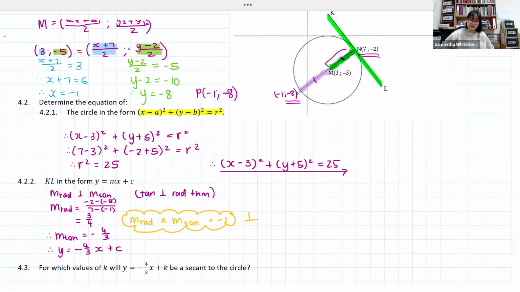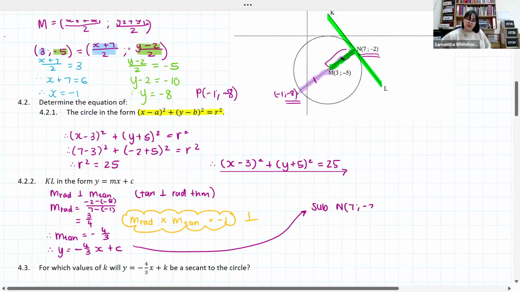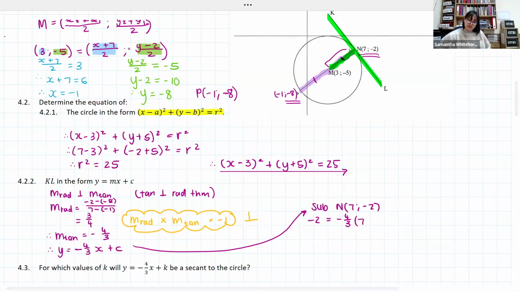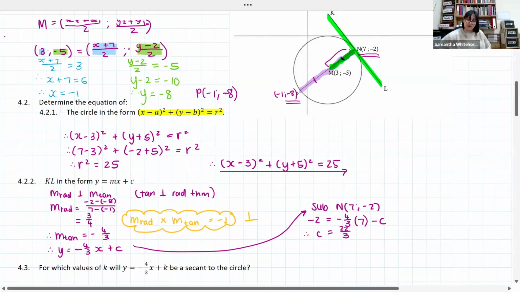We still need to find our c value. I'm just going to carry on over here. This is now where we substitute in a point that we have. So we are going to substitute in our point N, which is at (7, −2). −2 = −4/3 times 7 plus c, and that gives you a c value of 22/3. Again, don't try and do LCDs and all the rest of it, just type things into your calculator.